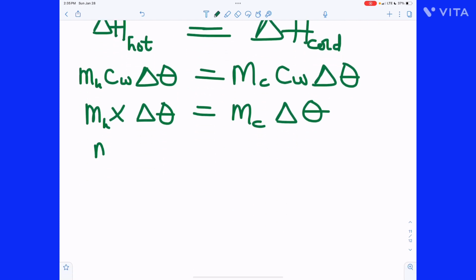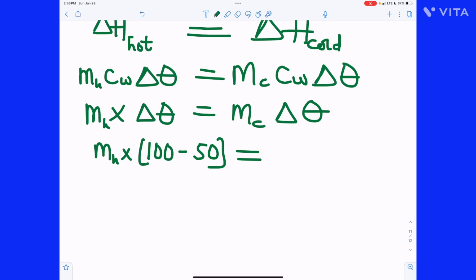Okay, this one will be M, mass of hot water, times 100. Hot water was initially at 100, so its change in temperature will be going down from 100 to 50. Mass of cold water was initially 15 grams. Its temperature will be increasing from 40 to 50. So the difference is 50 minus 40. You always do it to give you a positive answer. Take note of that.